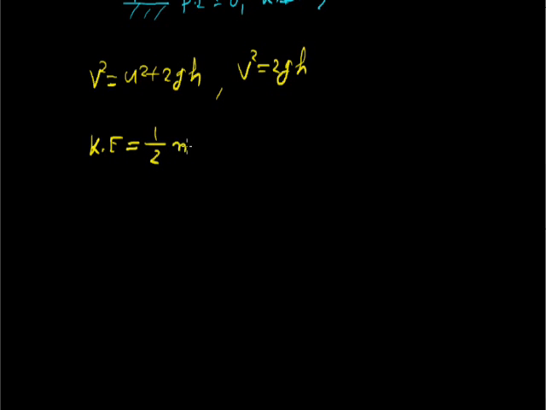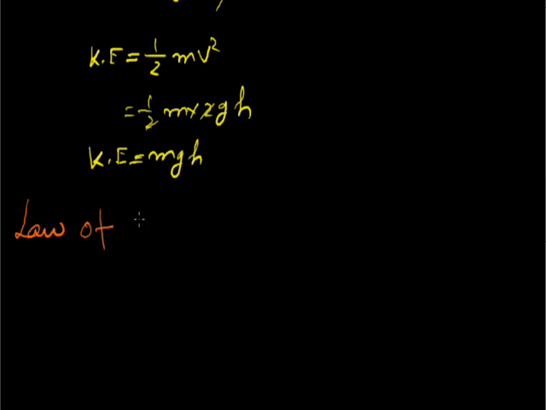Suppose kinetic energy is half mv square at the bottom, and when we apply v square equal to twice gh, so half m twice gh, 2 and 2 cancel out, we get kinetic energy equal to mgh. It means at the topmost point the maximum potential energy and at the bottom point the maximum kinetic energy are equal to each other. So it shows the law of conservation of energy.